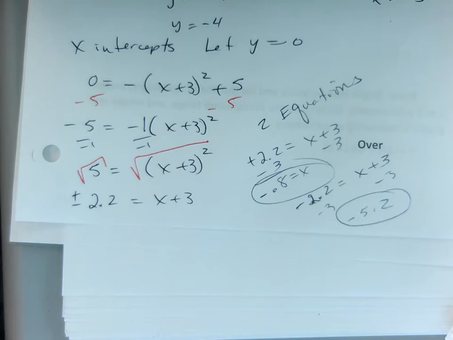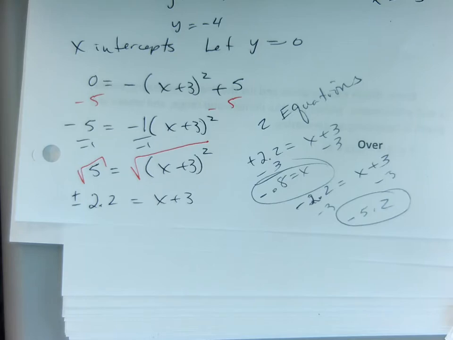And then I just solve. So I got this equation: 2.2 equals x plus 3. Now I have negative 2.2 equals x plus 3. And then I just solve for x, right? I just go minus 3, minus 3. How come there's a negative 0.8 and then a negative 5.2? Great question. If I do the positive 2.2 minus 3, I get negative 0.8. But if I do the negative 2.2 minus 3, it makes a negative 5.2. Yeah, that's right.